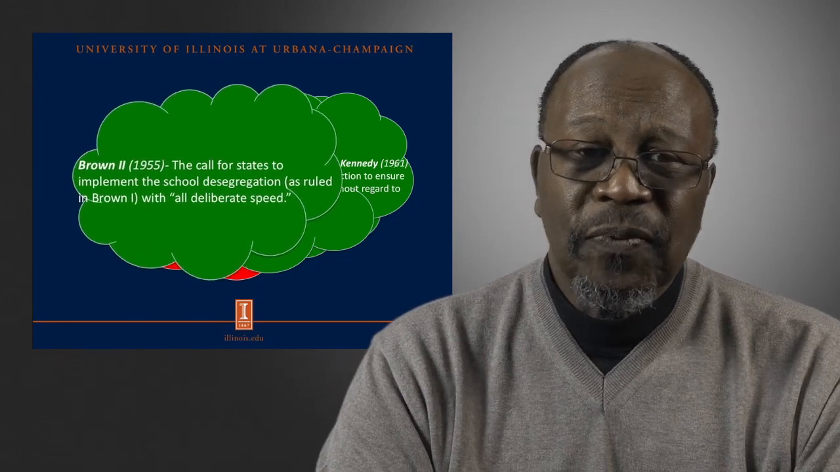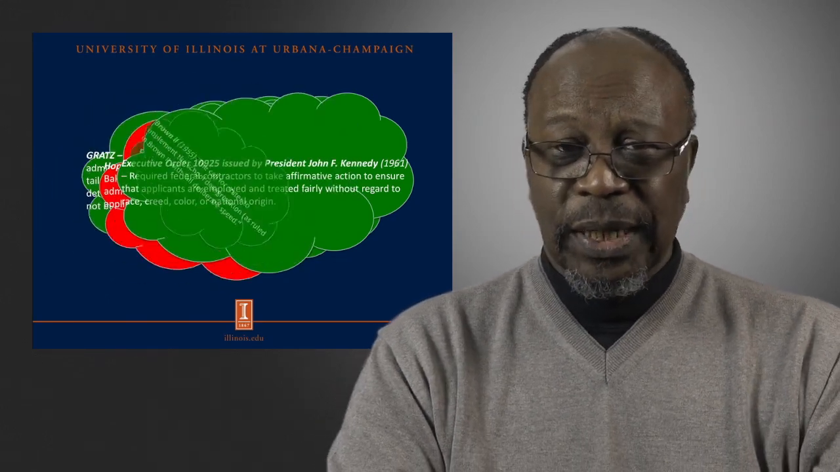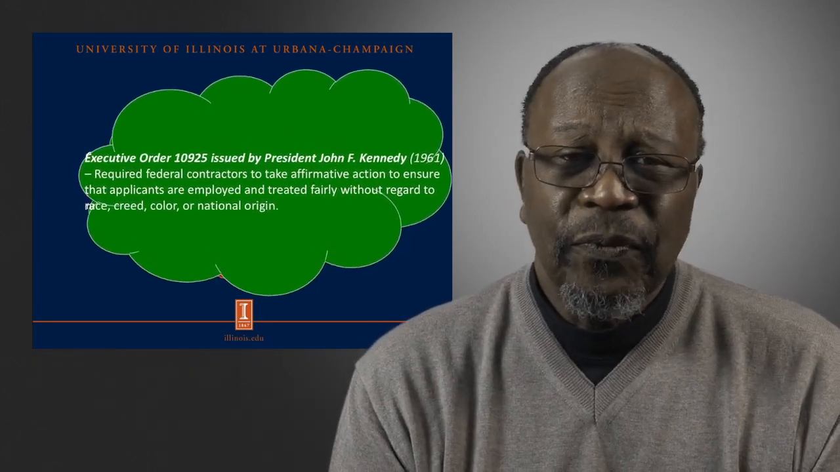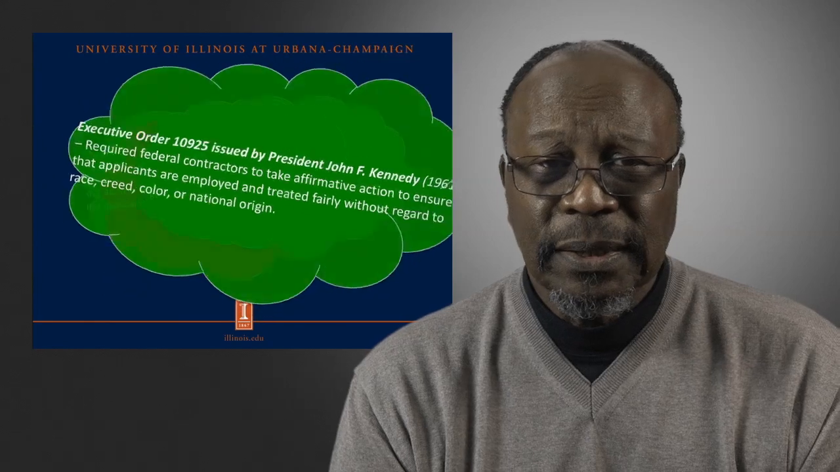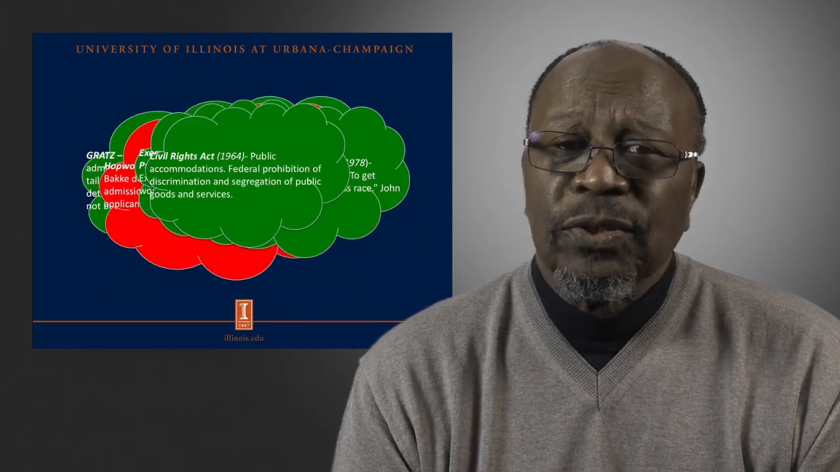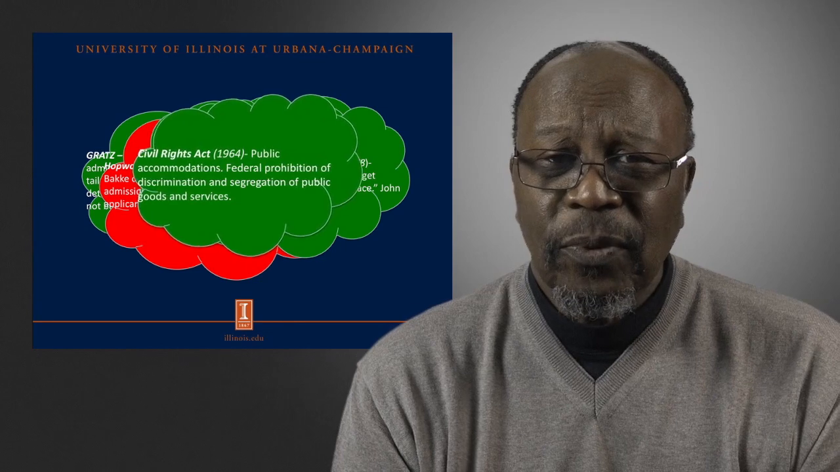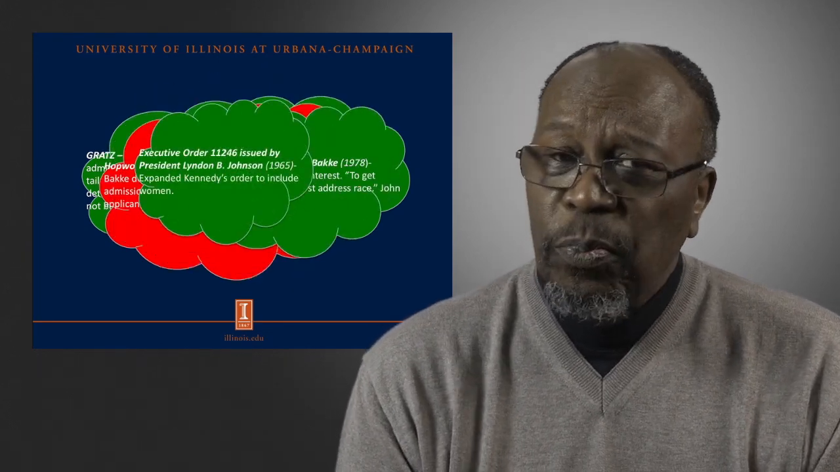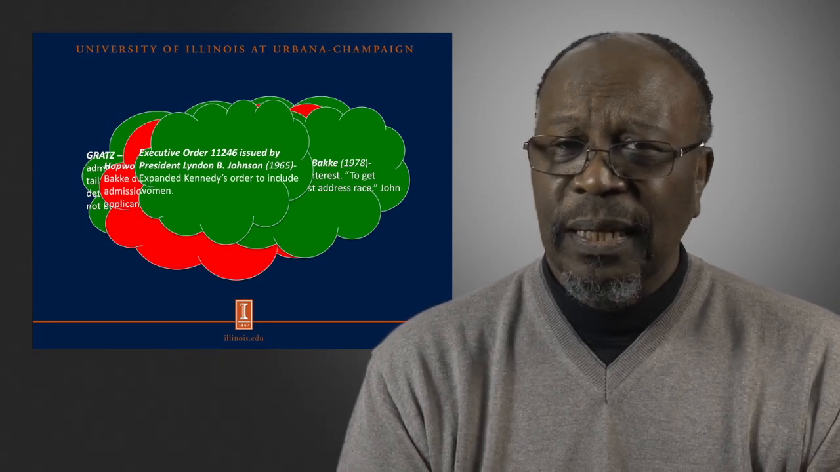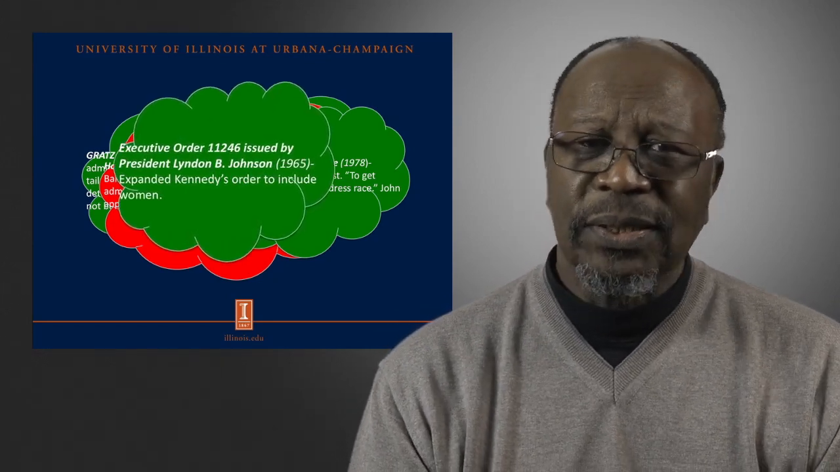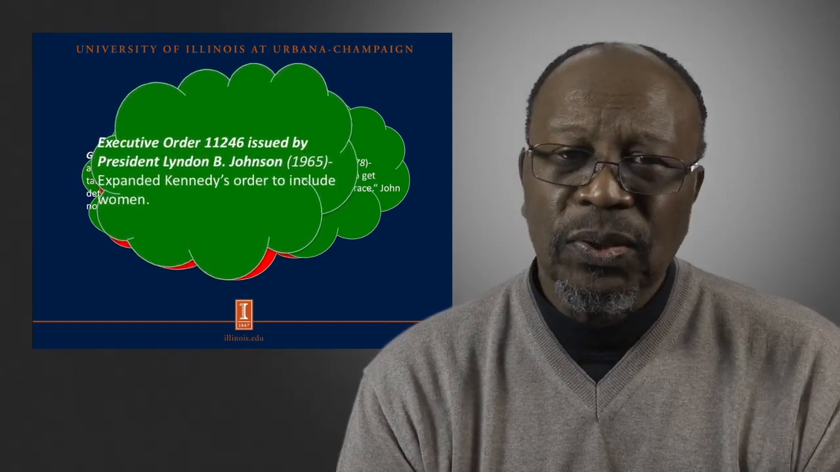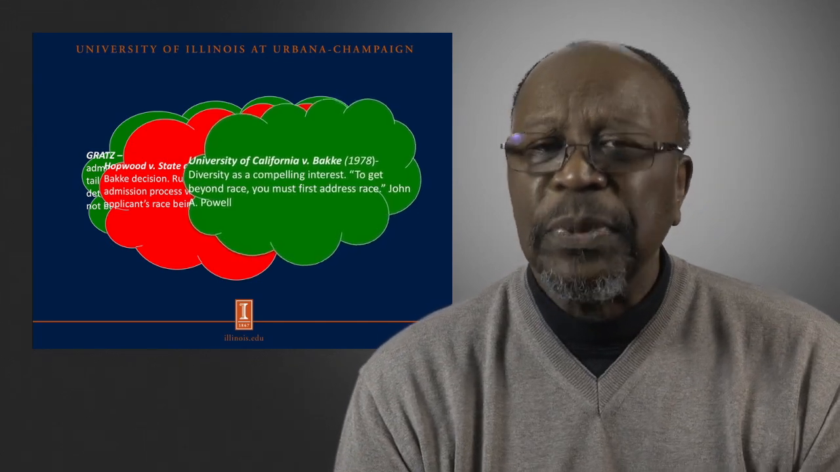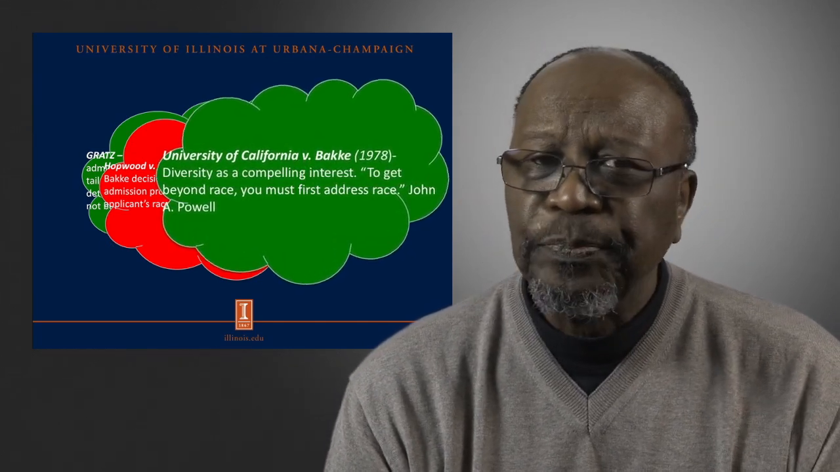In Brown, the call for states to implement school desegregation, root and branch, was ruled in 1954. We've been persisting at that since then. We've tried in a variety of ways. The Civil Rights Act, which was really the Public Accommodations Act, was about federal prohibition of places that restricted access or restricted entry points and so on. All indicators of the misuse of race to separate.